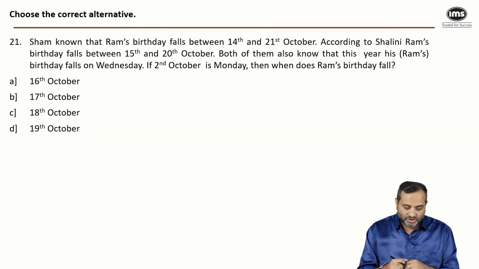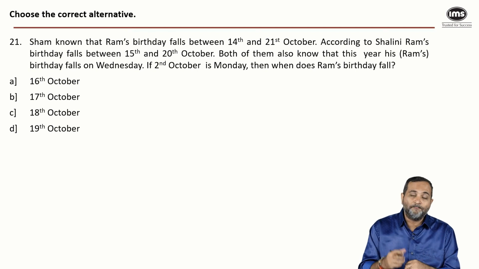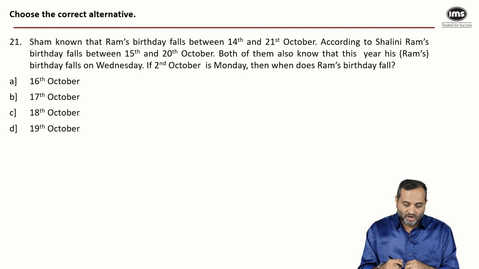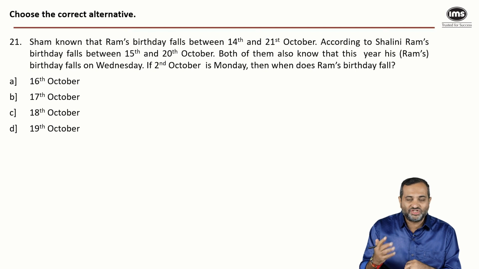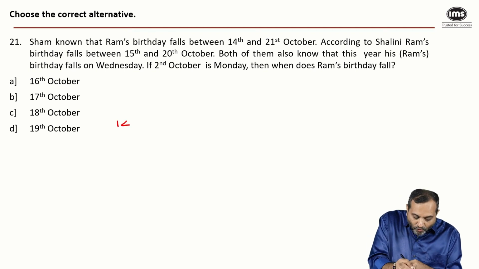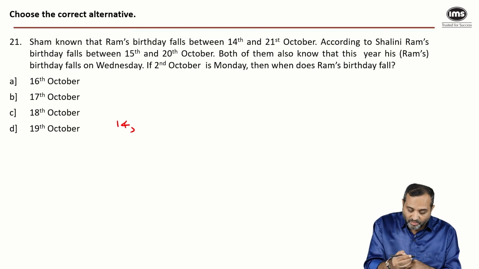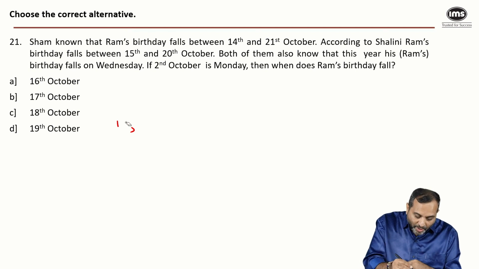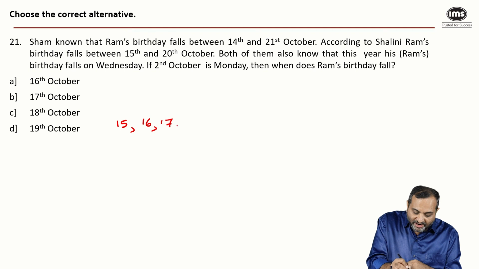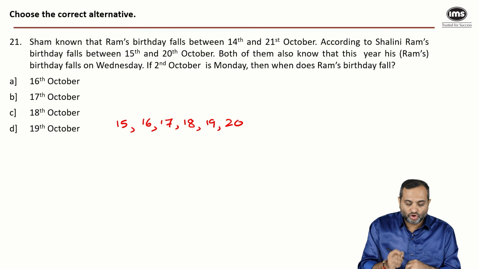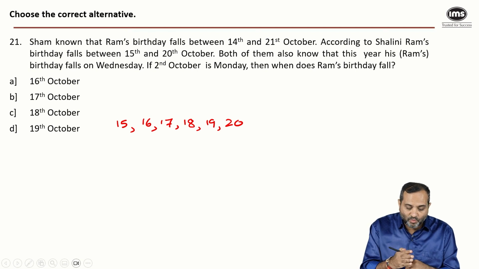Let's look at the next question. Shyam knows that Ram's birthday falls between 14 and 21. So which are the days when Shyam can celebrate his birthday? 14 is not possible because it says between 14 and 21. So it will be 15, 16, 17, 18, 19 or 20. So Ram's birthday has to be one of these possibilities.